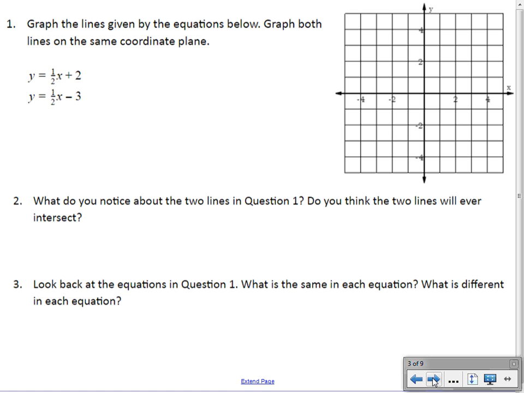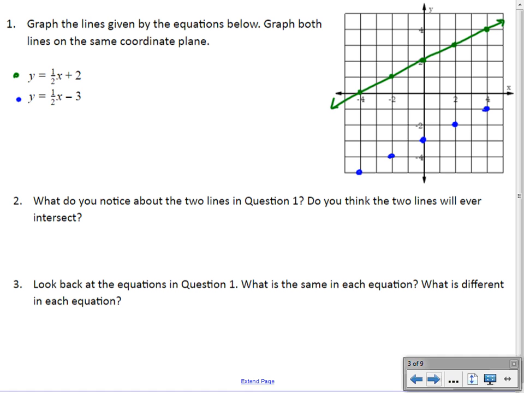Okay, so we're going to start off here. We're going to graph both of these lines that we have below on the same coordinate plane. We'll do our first one in green and the second one in blue, just so we can tell the difference between them. The first one has a y-intercept of 2, so we plot our point at 2, and then the slope is 1/2, so we go up 1, right 2, up 1, right 2. We can also start back at our y-intercept, go down 1, left 2, down 1, left 2. So let's connect, and we have our line. For the second one, we have a y-intercept of -3 and the same slope of 1/2.